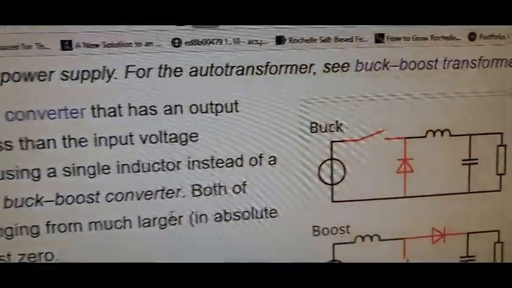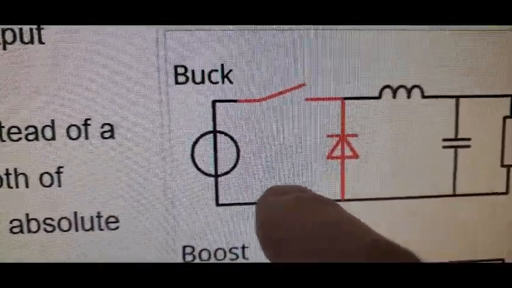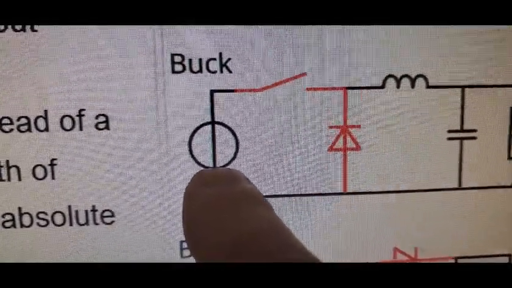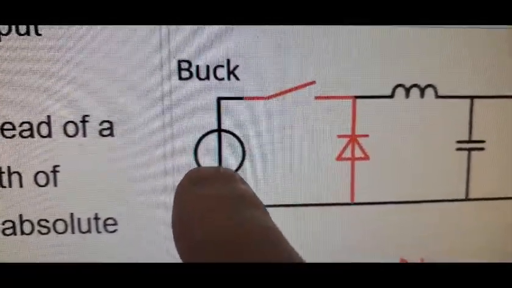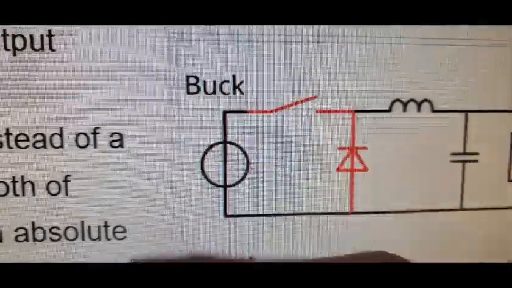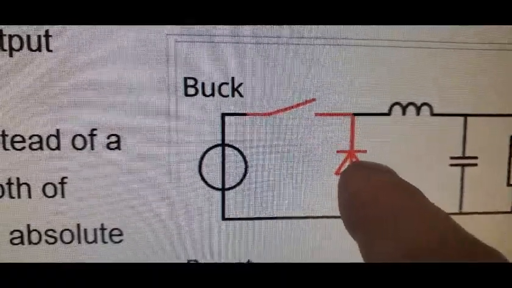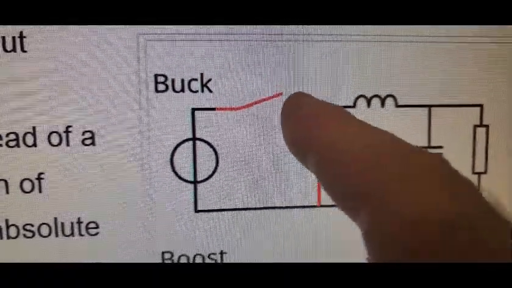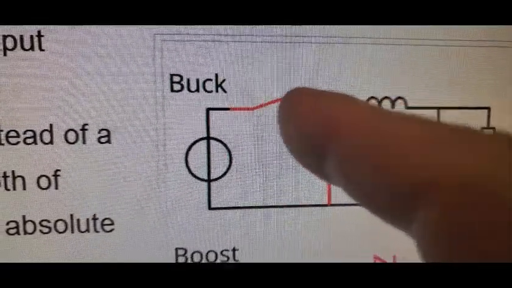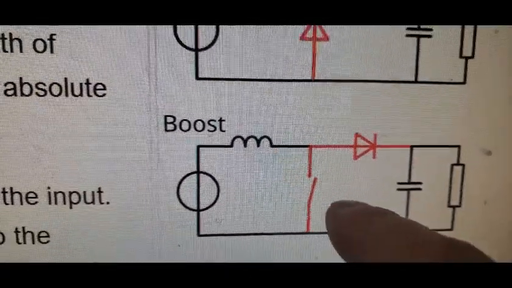I'm not sure if I'll do a great job explaining this, but here's the buck. This is obviously the positive. And let's say this is DC, which I think it would be, because these are DC converters, so this is your positive and it's blocked. Now, with this setup, if you just put in a diode the other way, you'd have a short. Now, you could set it up this way, the diode the other way, and that's your boost.